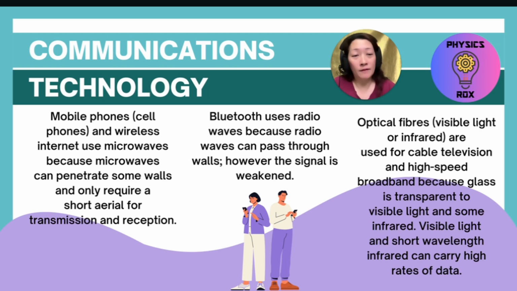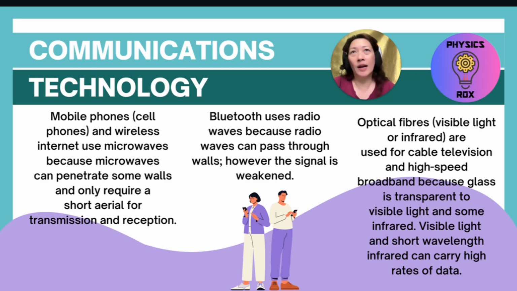Now, optical fibers use visible light or infrared for cable television and high-speed broadband. Optical fibers are made of glass, and glass is transparent to visible light and some infrared. You should be aware that visible light and short wavelength infrared can carry high rates of data.